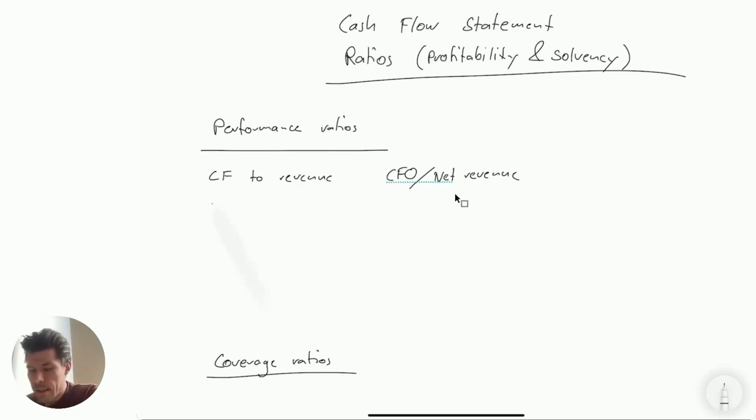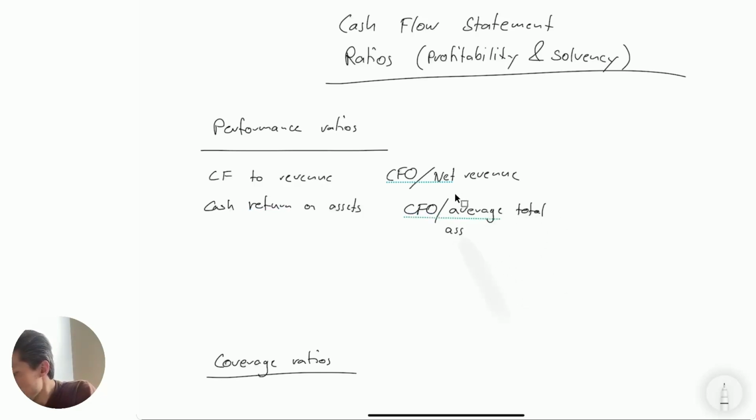Another one is cash return on assets, which is again CFO divided by average total assets. Again, how much operating cash is generated per every dollar of your asset that you have put in. Here again, because you're taking a balance sheet item, you need to take the average between two balance sheet dates.